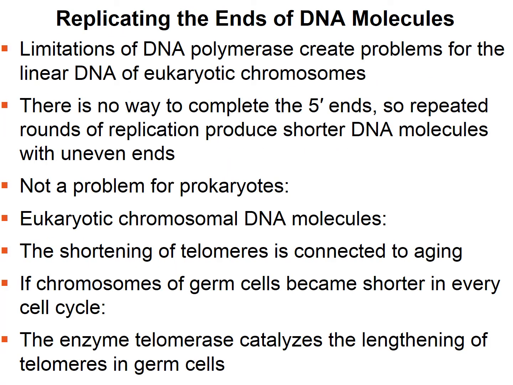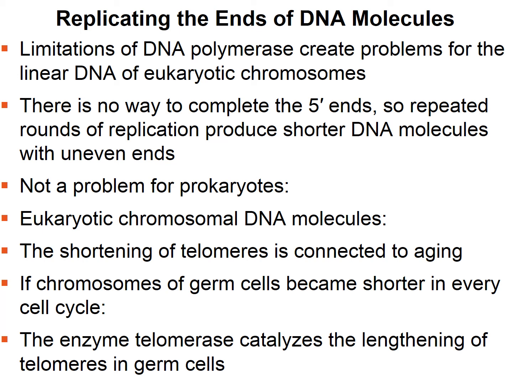Now, DNA polymerase does have some limitations that can cause problems when replicating the linear DNA of eukaryotic chromosomes. So these limitations we mentioned before, but we didn't call them limitations. One is that a primer is needed to start the process, and a second is that DNA polymerase can only add nucleotides onto the 3' end of the growing strand. So this means there's no way to complete the 5' ends. So if there were repeated rounds of replication, it would produce shorter DNA molecules with uneven ends. Now this isn't a problem for prokaryotes because prokaryotes have circular chromosomes.